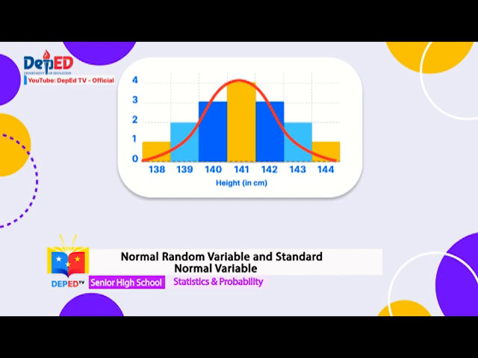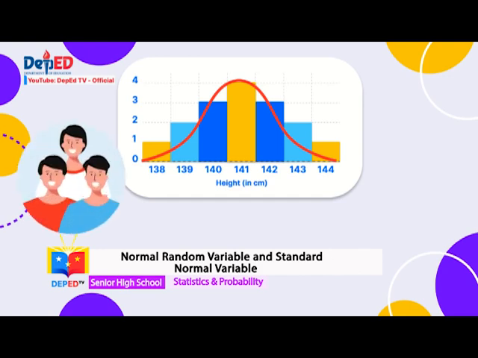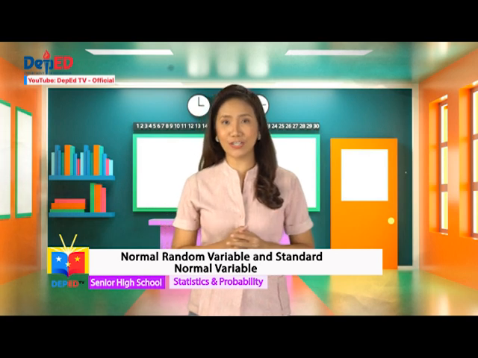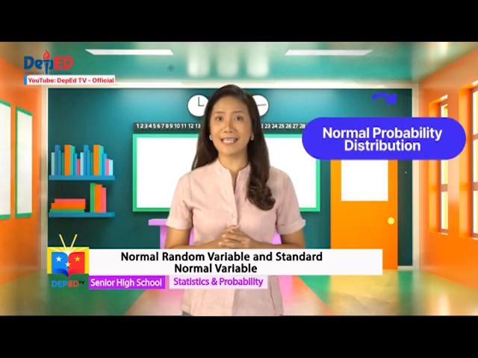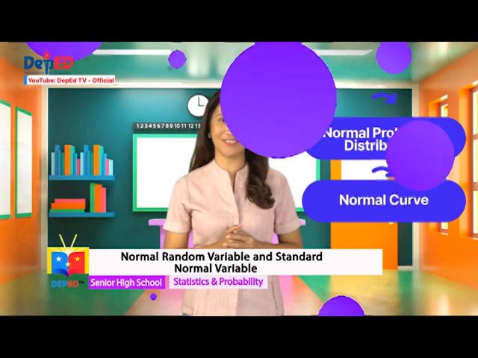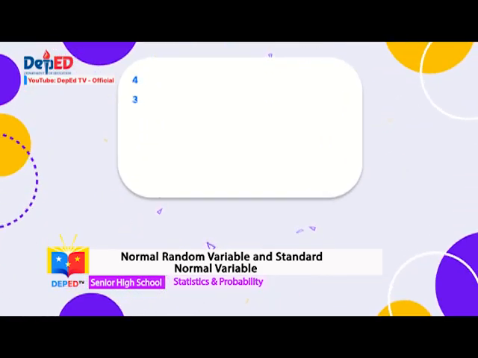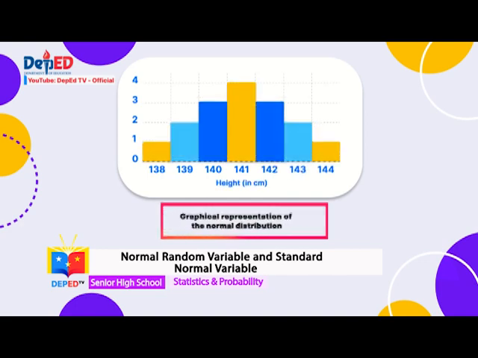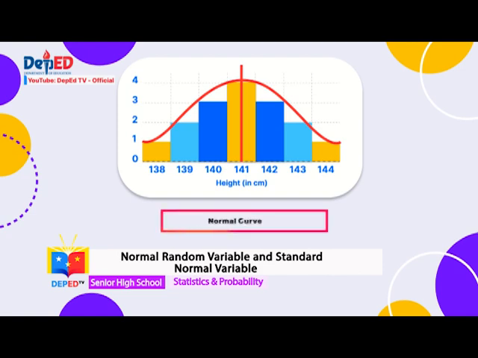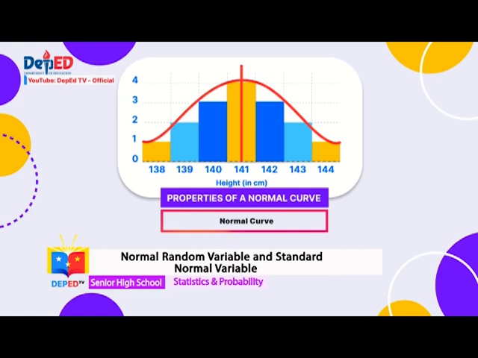It is used to describe the characteristics of populations and help us visualize the inferences we make about the population. It is also used to determine the probabilities and percentile of the continuous random variables in the distribution. The graphical representation of the normal probability distribution is popularly known as the normal curve. Let's go back to the histogram. Since this represents the height, then it is an example of a graphical representation of the normal distribution or a normal curve. A normal curve has its own properties.